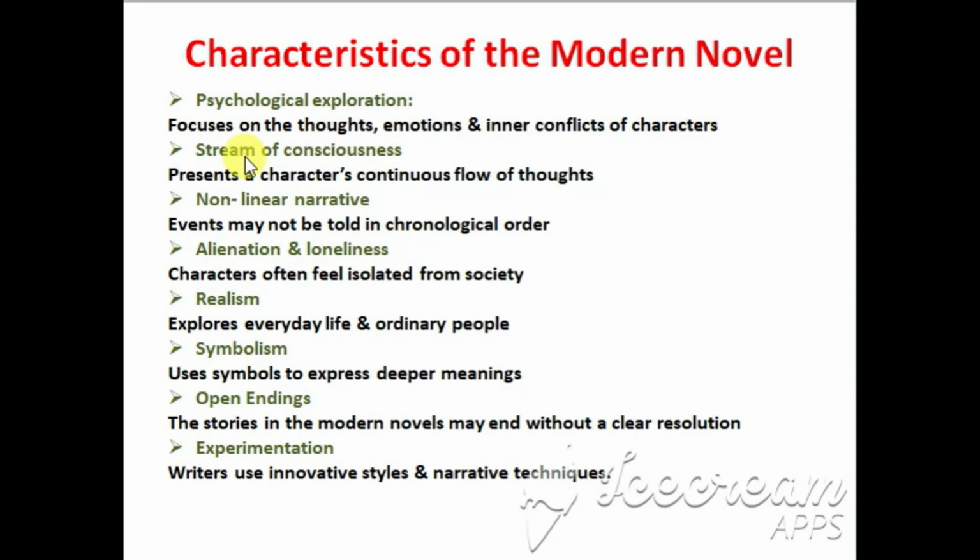Stream of consciousness means that a novel presents a character's continuous flow of thoughts. Then the narrative style of the modern novel is non-linear. That means events may not be told in chronological order. Then alienation and loneliness. The characters in the modern novel may often feel isolated from society.